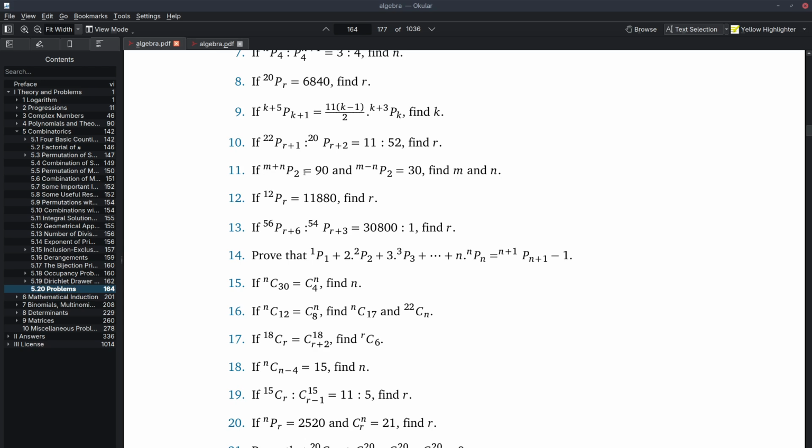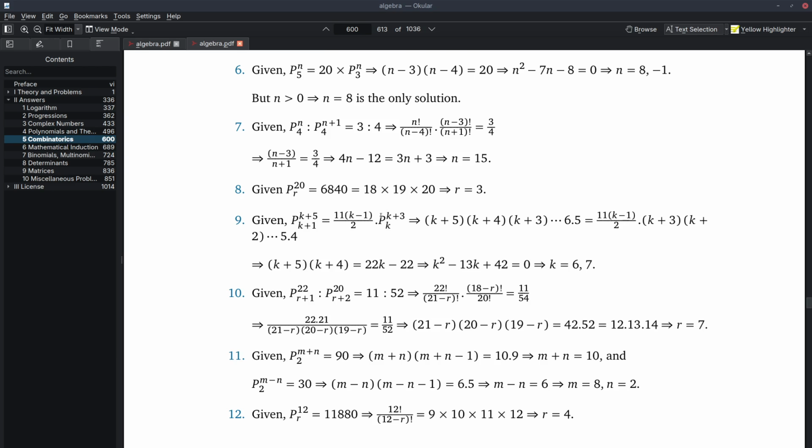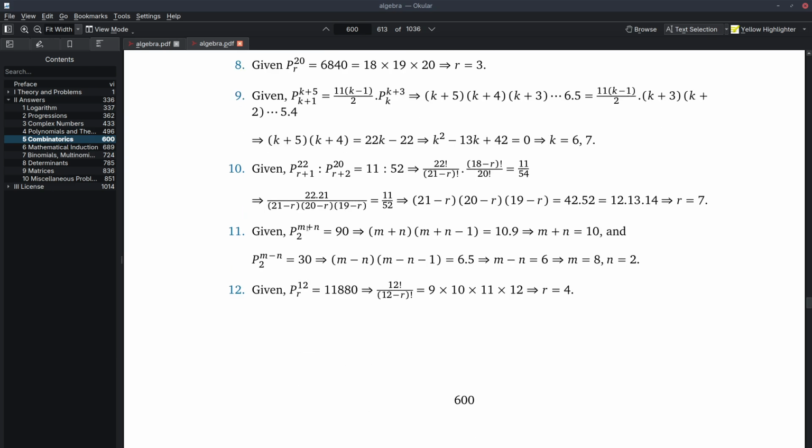So if m plus n p2 is equal to 90 and m minus n p2 is equal to 30, find m and n. So we have m plus n p2 is equal to 90, that is m plus n into m plus n minus 1 is equal to 10 into 9. So m plus n is equal to 10. And m minus n p2 is equal to 30, so m minus n multiplied by m minus n minus 1 is equal to 6 multiplied by 5, which implies that m minus n is equal to 6. So we have two equations, two unknowns, m is equal to 8, n is equal to 2.